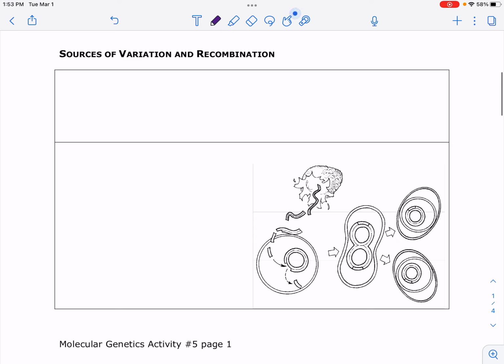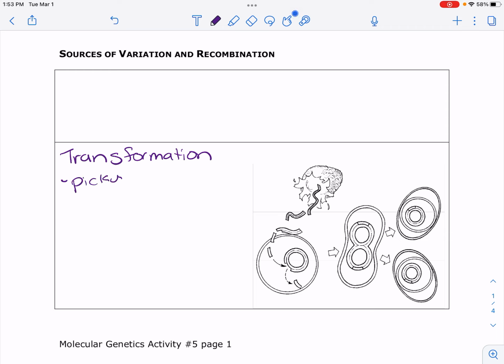And the first part we're going to talk about is different sources of variation or recombination. How do they get genetic variation into a population? So if they're really stressed, they will actually release their genome into their environment, and then they actually can also pick up genetic information from the environment, and that's called transformation. And we're actually going to do a lab where they do that.